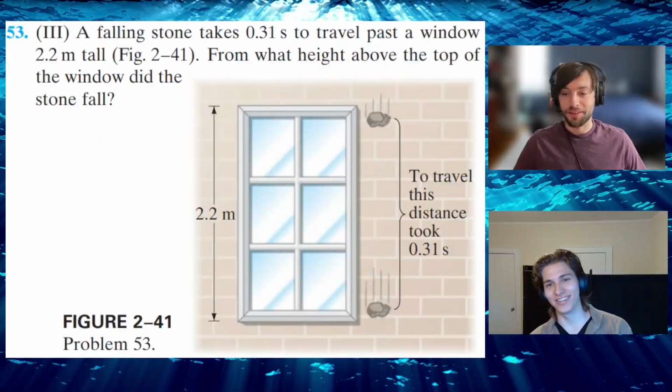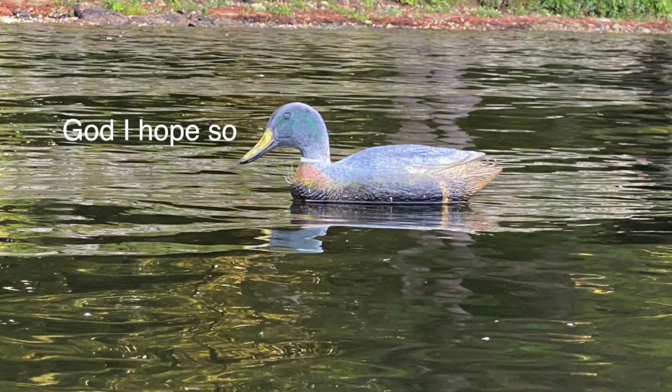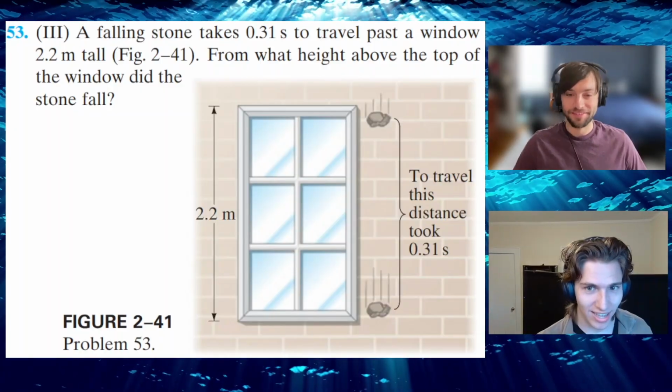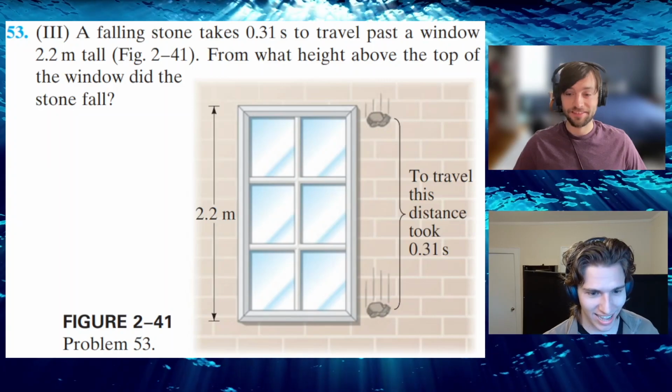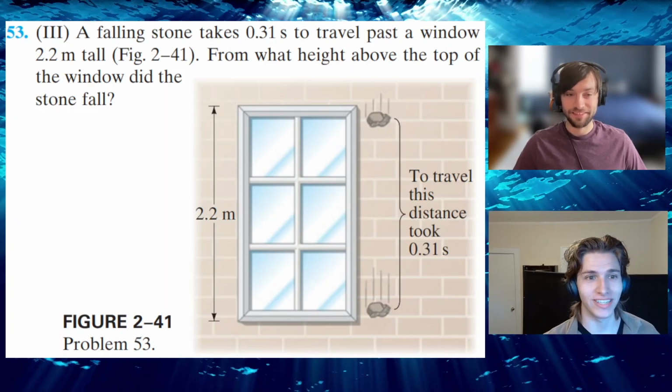Are you ready to do a physics problem? I was born ready. I thought so. I looked at that face and I thought, this guy can't wait to do some physics today.